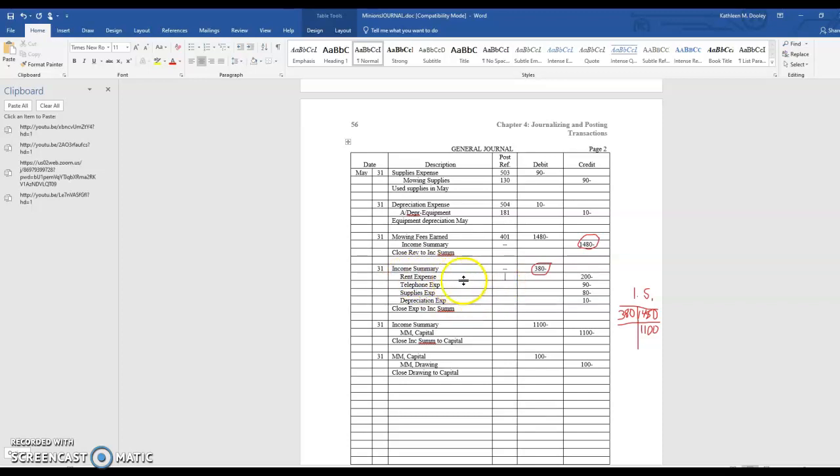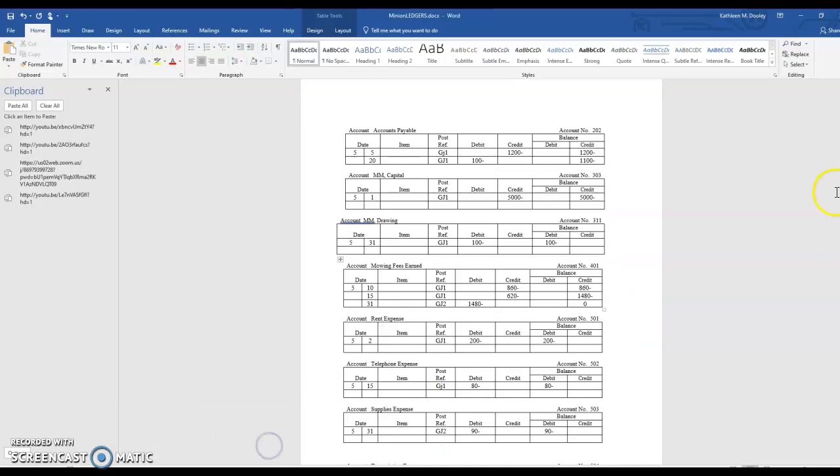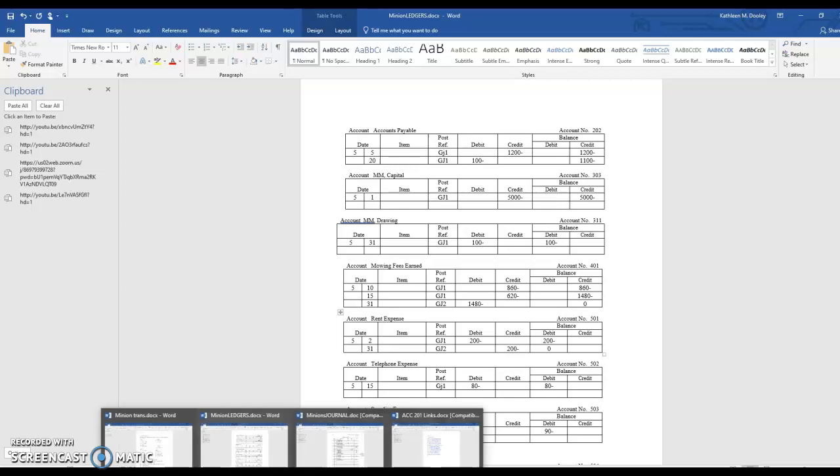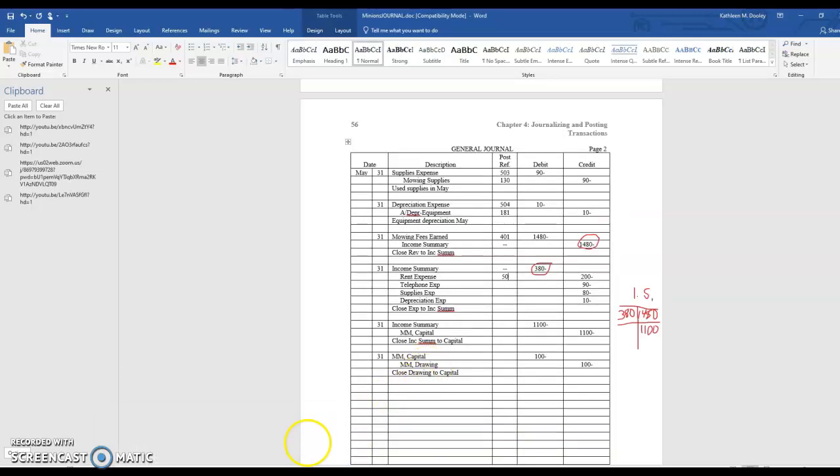Now we need to credit rent expense 200. Okay, so I find rent expense, 30. I need to credit it. I said 200. Now it already had a debit balance of 200. Now I have a credit of 200. Debit and credit is subtract. 200 minus 200 is 0. And that's what you want it to be. Came from GJ2, and that's account 501. Okay. Telephone expense needs to be credited for 90.